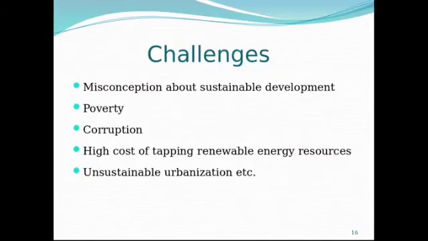Next one is, what are the major challenges of sustainable development? First one is the misconception about sustainable development. People do not have a proper idea about sustainable development. So first of all, people should be given a proper idea. This can be done by providing them proper education, and awareness programs can also be conducted so that people will get a proper idea about what we mean by sustainable development.